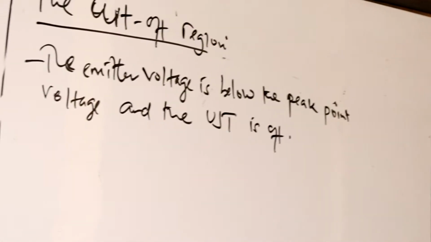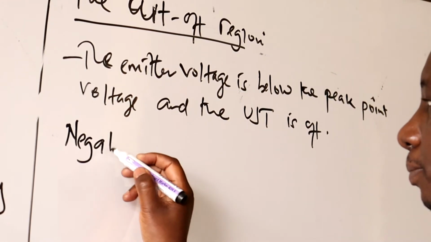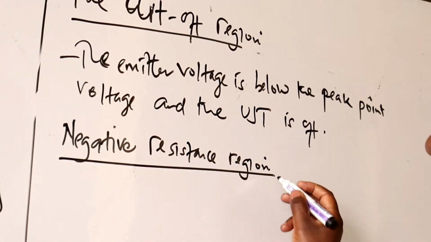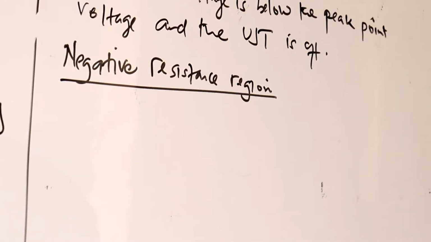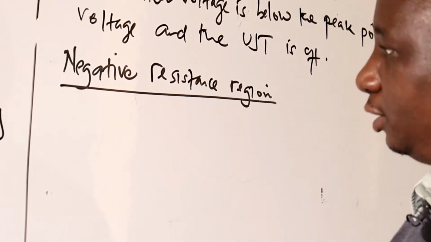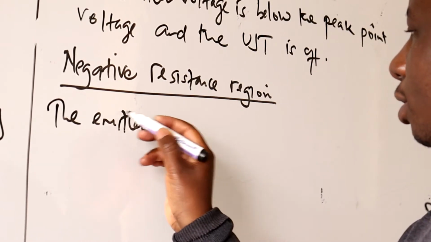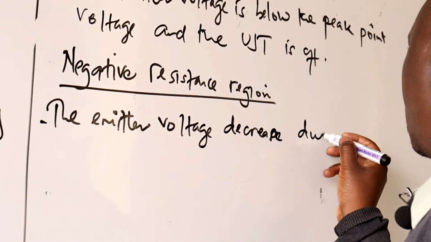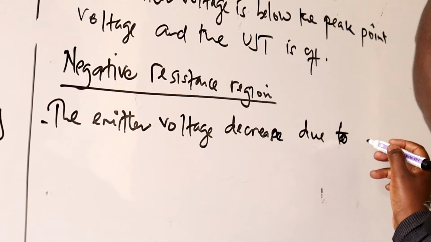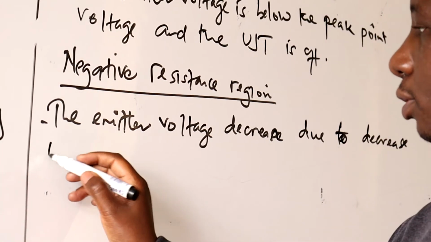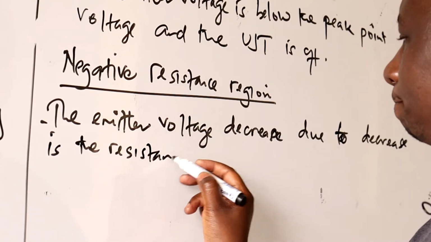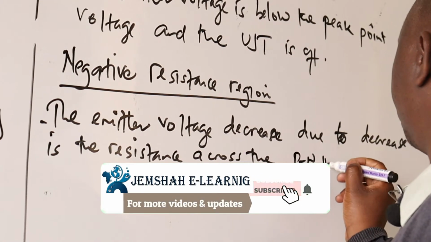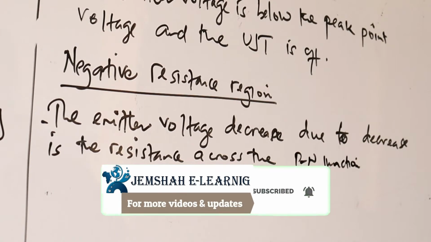So from the cutoff region, we move to the negative resistance region. It's where there's a downward trend on the curve. The emitter voltage decreases due to a decrease in the resistance across the PN junction.